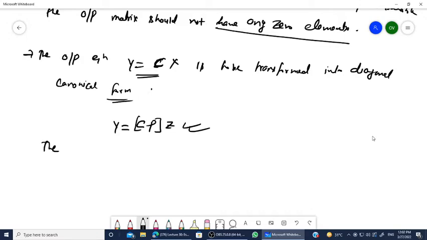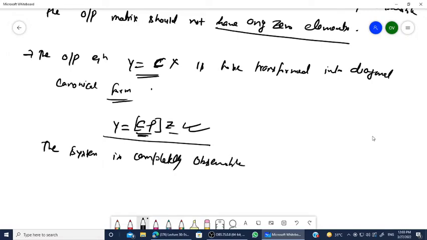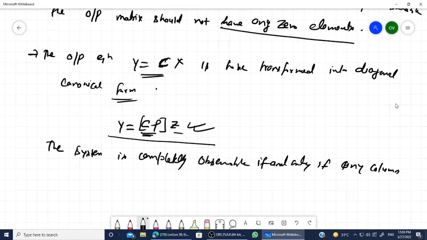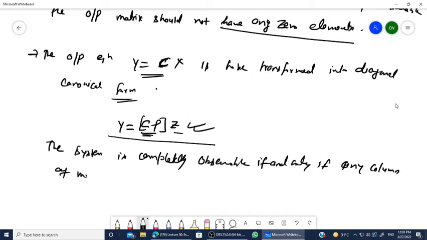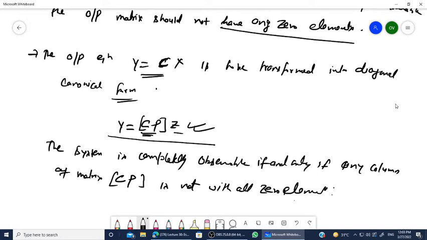Okay. And the transformed equation is CP, and Z is the variable, right? The transformed equation is this one. So now this system is said to be completely observable, because your C matrix is converted into CP. The system is observable if and only if no column of the CP matrix is with all 0 elements. This is the Gilbert observability test. You can check.